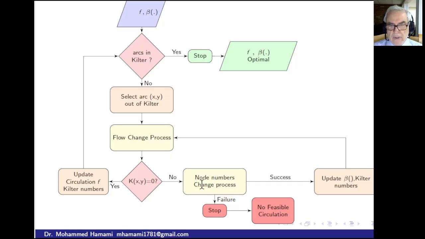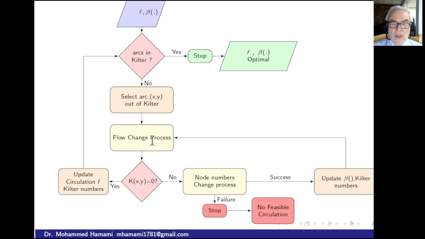And this is not an algorithm. This is just one step to change the node number. So when we change the node numbers, keeping the Kilter numbers not increasing, and even some of them decreasing, that might have opened some other path for the flow process to be able to change the flow. So if it's successful here, we update the beta, we update the Kilter number, and we go back to the flow change process.